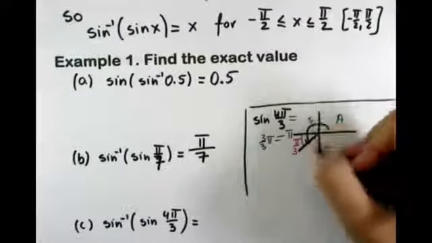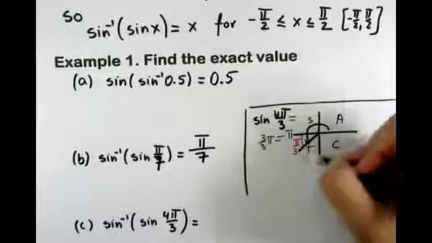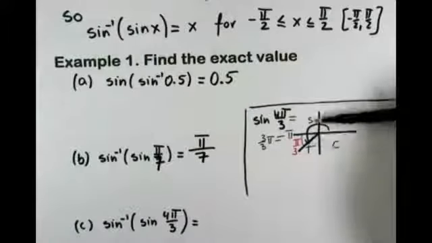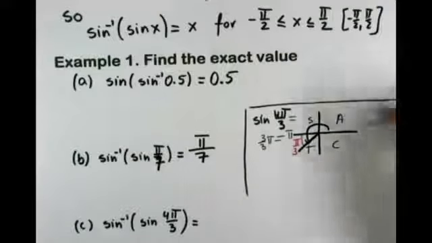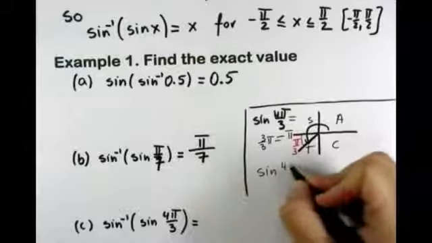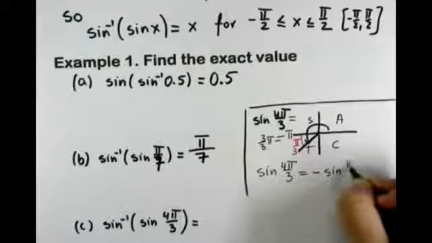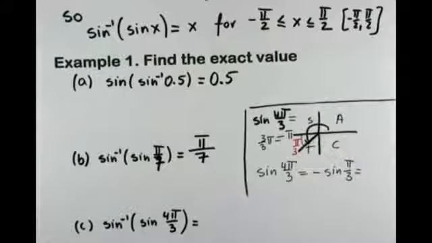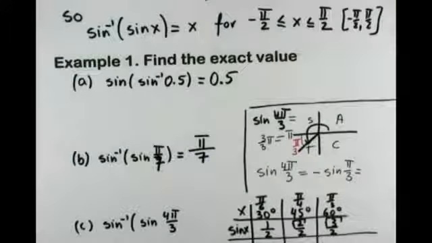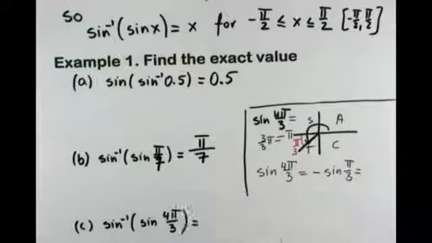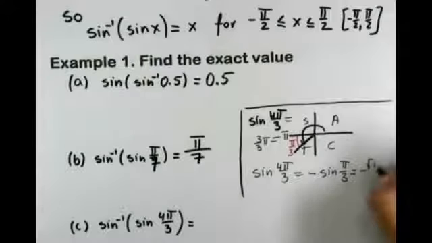Sine in this quadrant is negative, because sine is only positive in the first and second quadrants. So sine 4 pi over 3 is equal to negative sine pi over 3. If we look into our chart, sine pi over 3 is root 3 over 2. So this value is minus root 3 over 2.